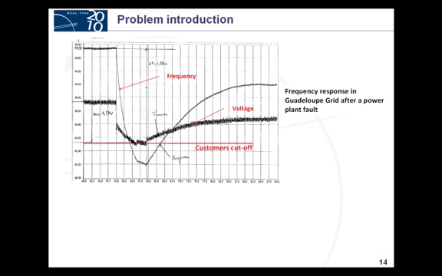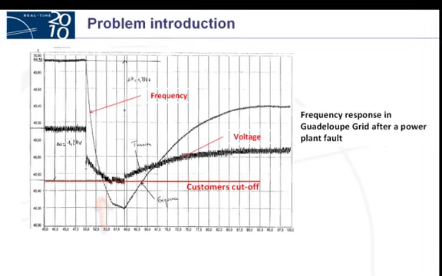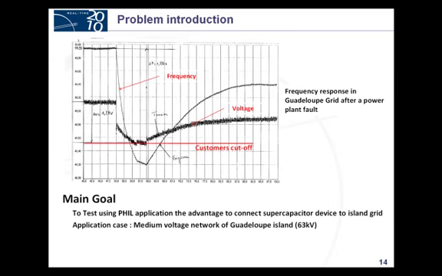To illustrate the problem inside this kind of electrical grid, here you have a curve which was measured on the Guadeloupe grid after a fault of a power plant. As you can see, you start with a normal frequency, then you have a fault from the power plant, and you have a peak frequency here, and you are below 48.5 Hertz, so you start to cut off some customer. So the main goal of this project was to test using PHI applications the advantage to connect some storage device inside this kind of island grid.